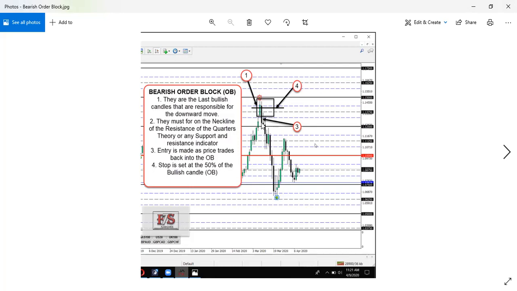Whenever price trades below the low of it, that candle has been validated as an order block. So entry is made as price trades back into it. Now we have two kinds of entry here. From here, you can enter where price trades back into the 50%, which is called the mean threshold, or you can enter as price trades just into the low of it. So depending on where you enter from, you're correct.